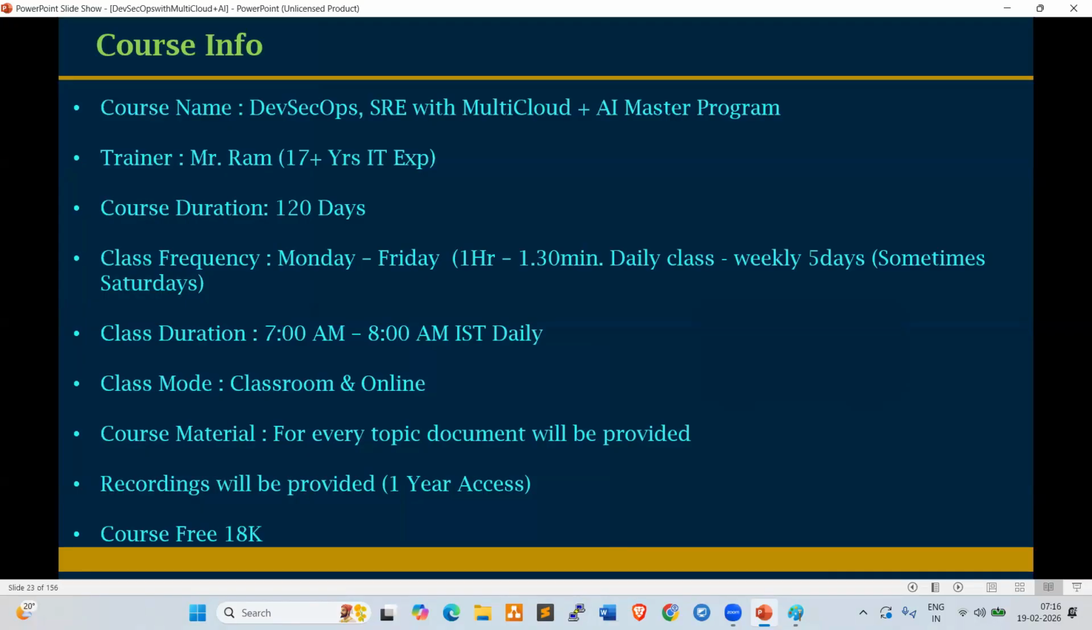Class frequency is Monday to Friday, 1 hour to 1.5 hours. So daily live class, five days a week. Sometimes I'll take Saturdays also. Class timing is 7 a.m. to 8 a.m. IST, sometimes it will stretch. Class mode is classroom and online. For every topic and every concept, I provide course material as soft copy, and the recordings will be provided with 1 year access. The course fee is 18K. So this is the course information.